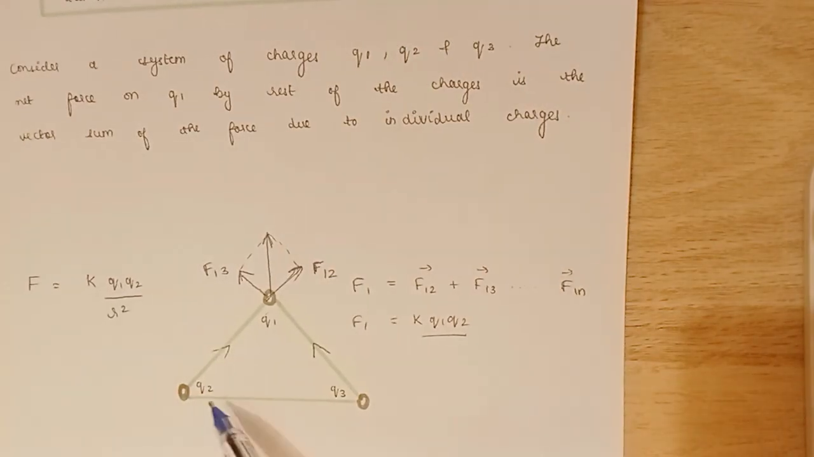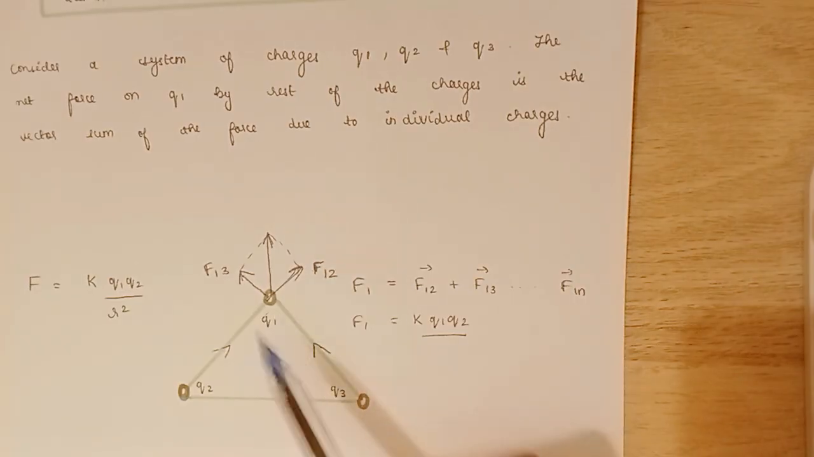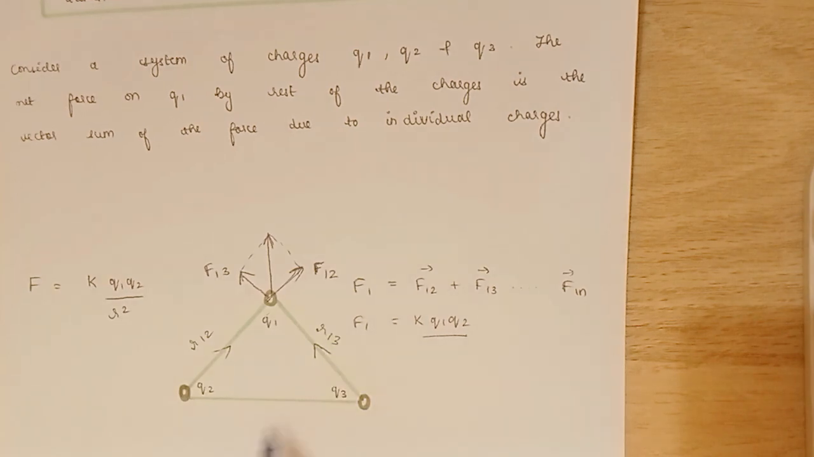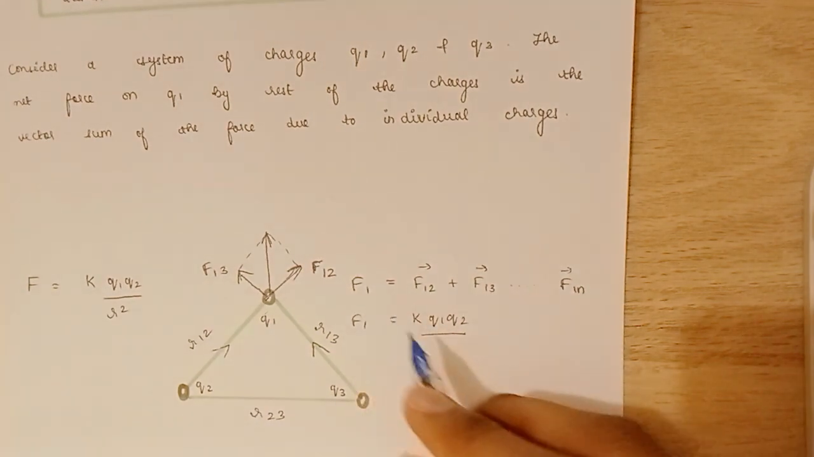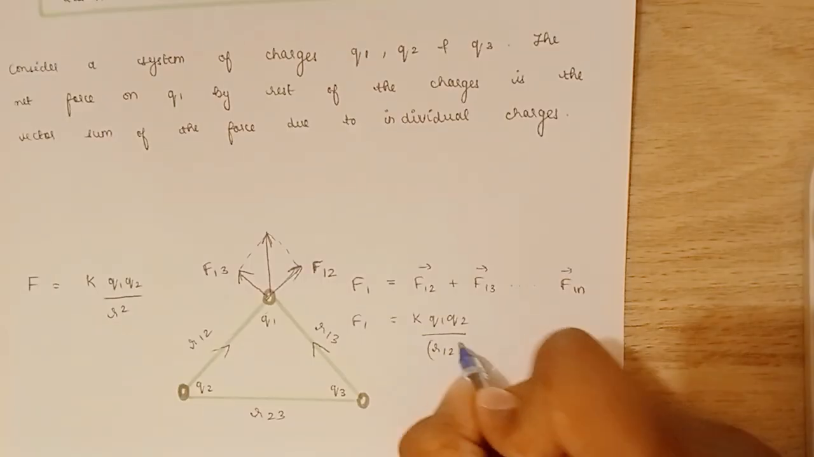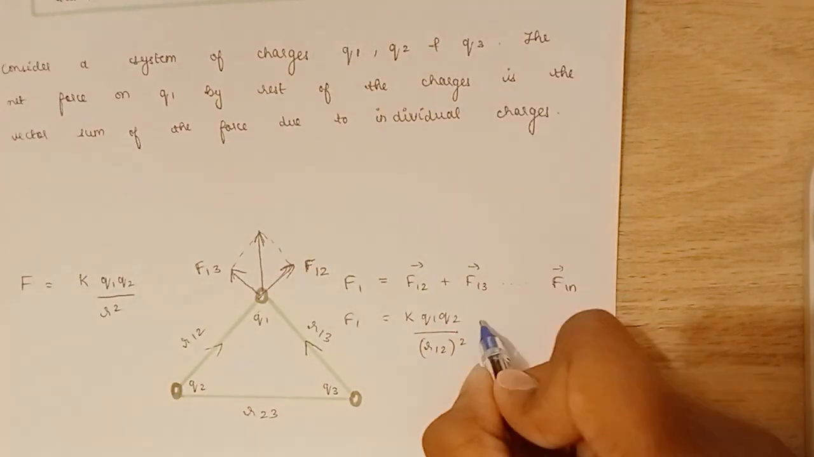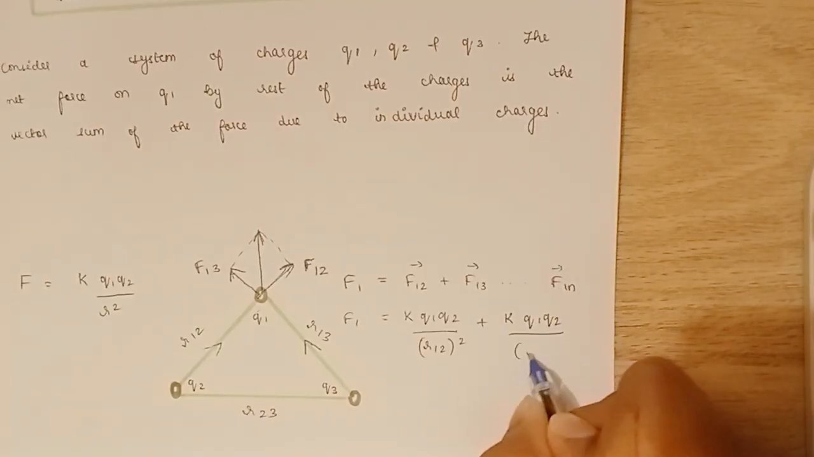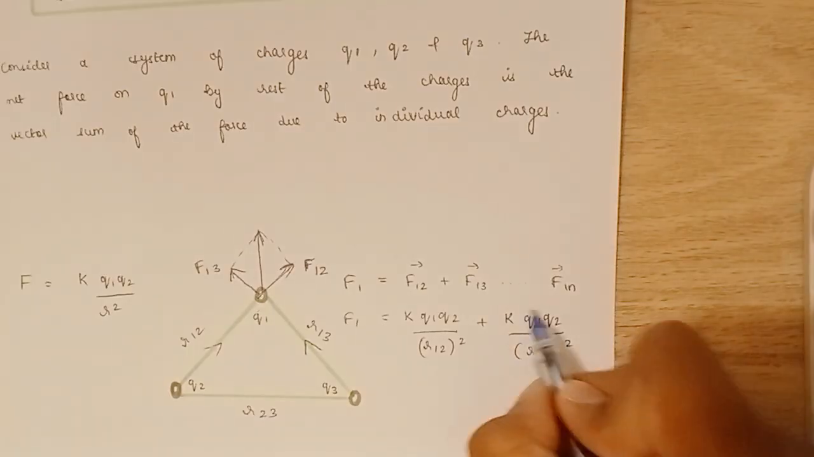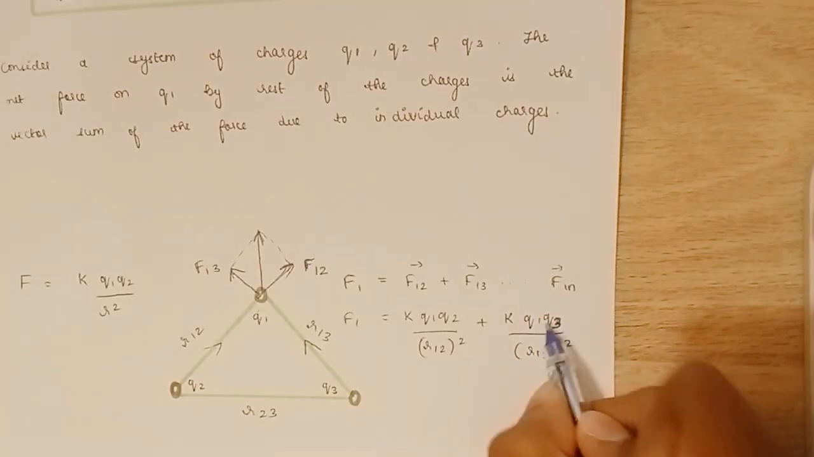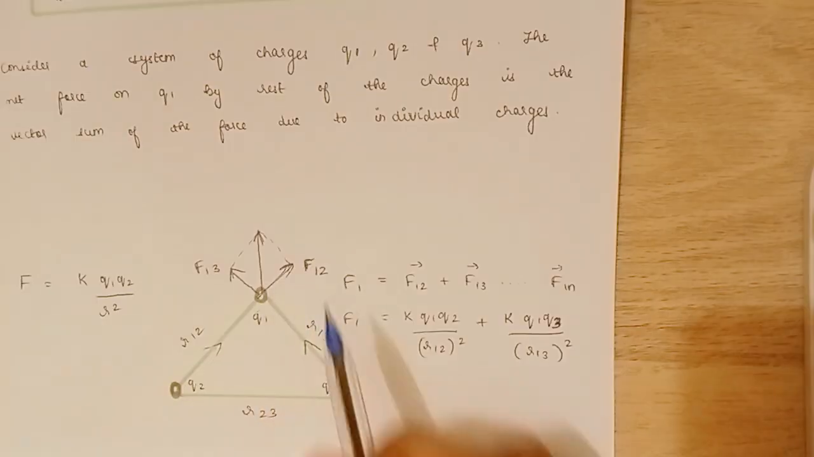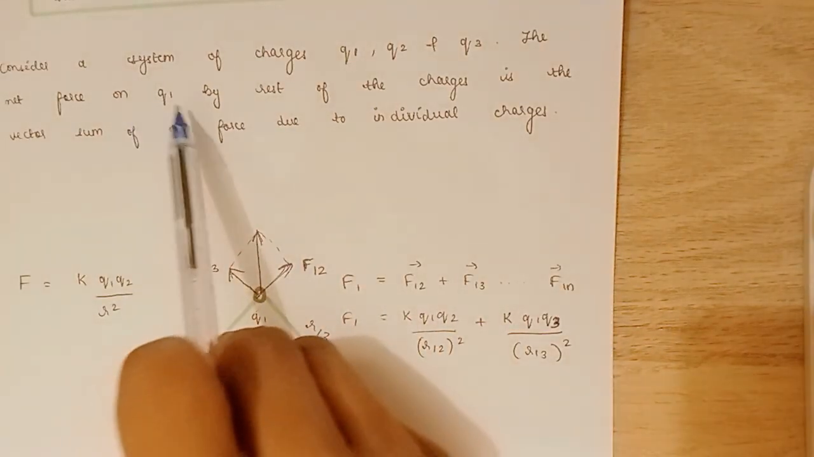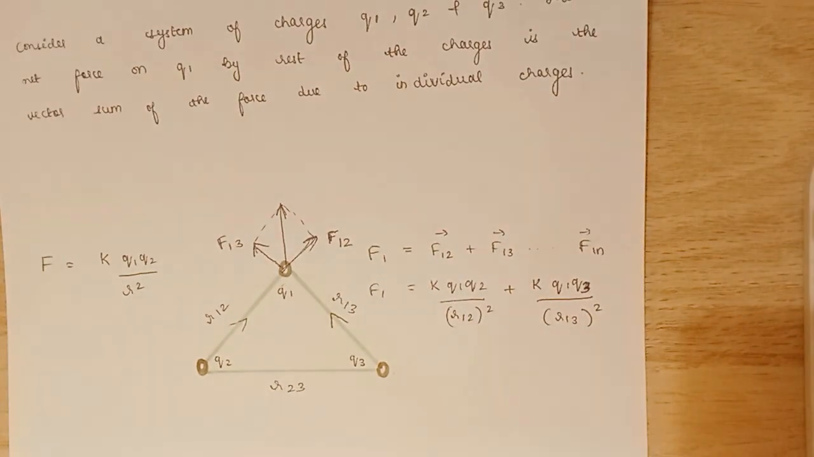Is it just R? No. Let's take the distance as R12 and here R13 and over here R23. So the distance is R12 the whole square. Same like that, K Q1 Q3 divided by R13 the whole square, because this is the force F13. So this is how you derive an equation for the net force on the charge Q1 in this system.